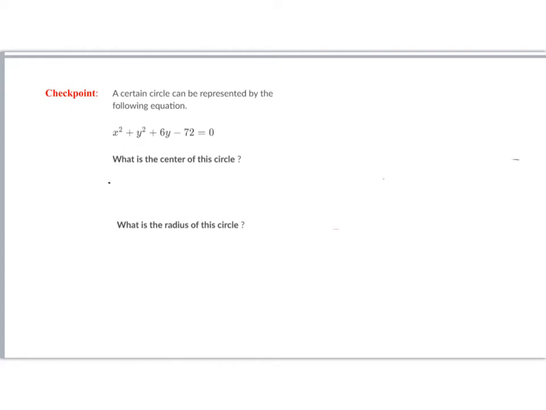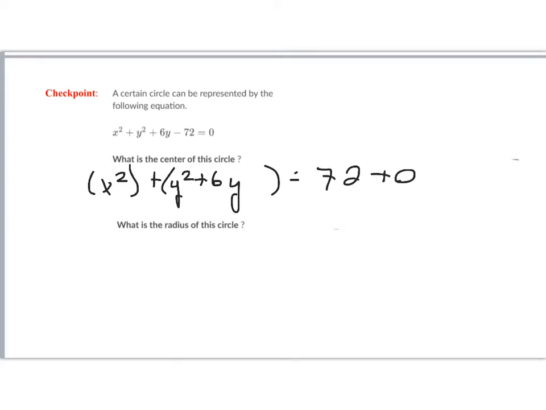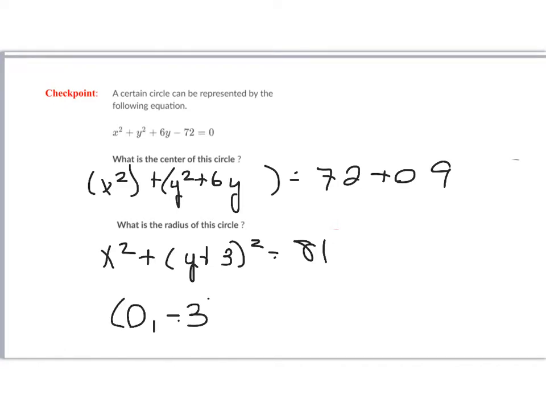Okay, good. So you isolated x squared, and notice there's nothing else with it. And then y squared plus 6y equals 72. So obviously there is nothing to add for the x. So we've got x squared plus y plus 3 squared equals, and add a 9, 81. Good. So your center is 0, negative 3, and my radius is 9. Very nice. Not so hard.